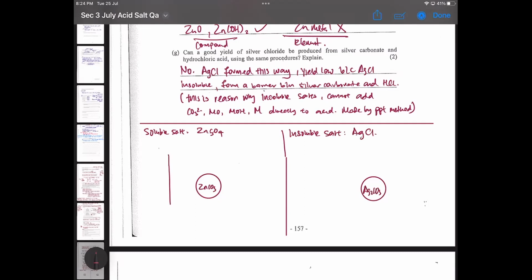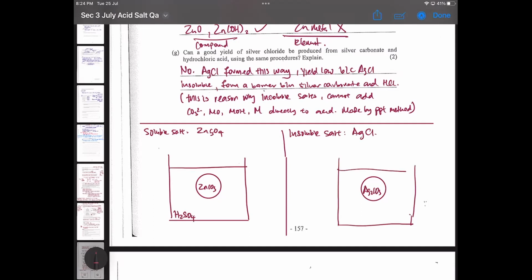Upon addition to the acid, the zinc carbonate was added to H2SO4, so you react to form zinc sulfate. The silver carbonate was added to HCl, so you get silver chloride. In a soluble salt, this method works. This method fails because the salt is an insoluble salt. This method works because this goes for soluble salts.